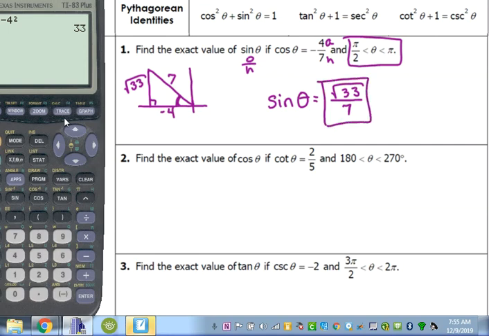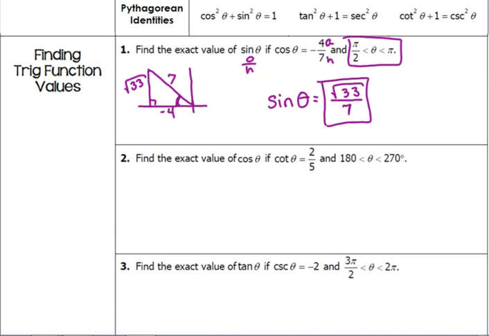Notice, we didn't actually find out what theta was. We could find out what theta is. We could use the inverse, find theta, and then plug it back in. But that's not going to give us the exact value. That's not going to give us the square root of 33 over 7. It's going to give us a decimal. Okay, let's look at another one.